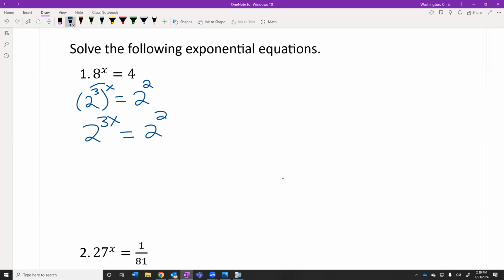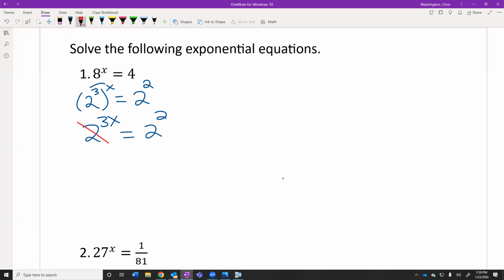And now what do we know about the bases? The bases are the same. And if the bases are the same, what has to be true about the exponents? They have to be the same as well. I'm going to do this one time. I'm going to show you that this is mathematically incorrect. And some of you might be inclined to try to do this.